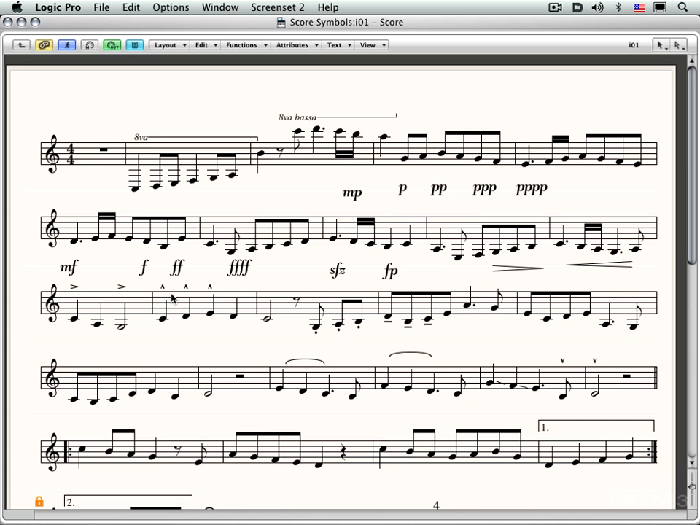The next markings I want to look at are also derived from Italian: staccato and legato. Now staccato markings are indicated by these little dots, and they can be either below the notes or above the notes. And when you see these staccato markings, notes are interpreted as slightly shorter than notated, with lots of space between them. So for example, if there were dots under all these notes, it would be phrased like this: da da da da da da da, each one a little bit shorter.